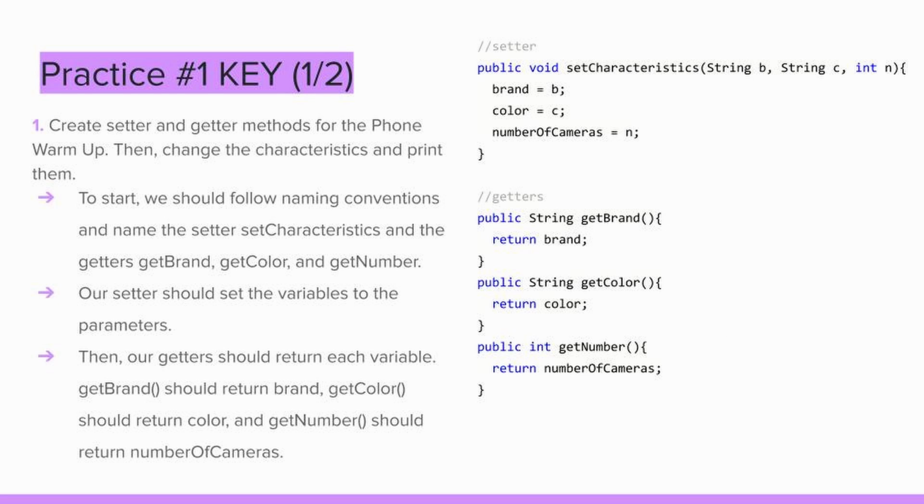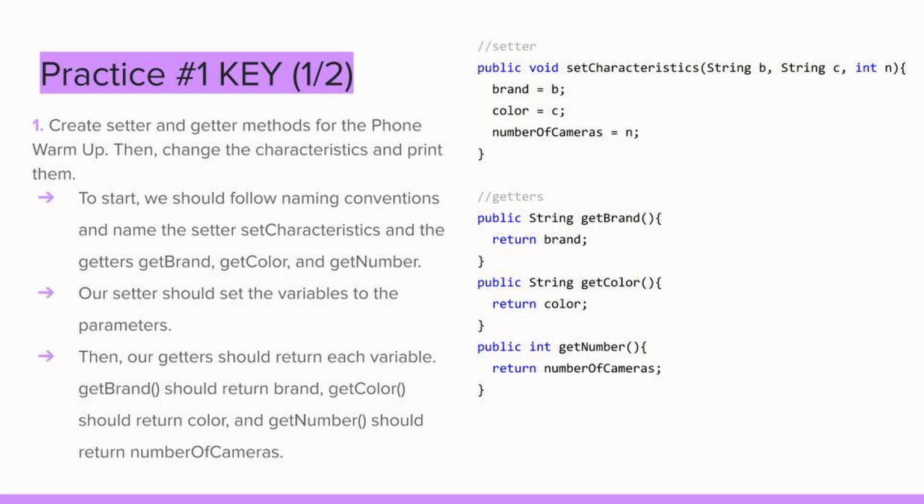Here's the key. To start, let's follow the naming convention given to us and create our method header. We'll have setCharacteristics, which takes in 2 strings and an int, and assigns the inputted parameters to the class variables. setCharacteristics does not return anything, so the return type is void.